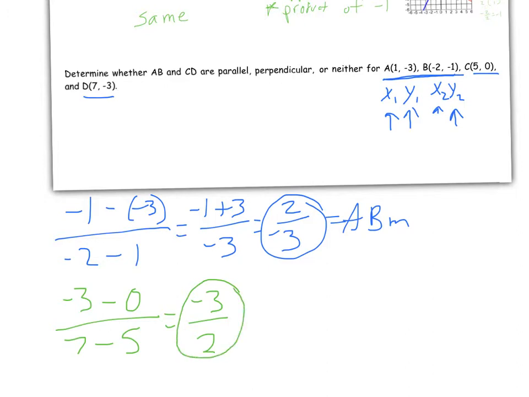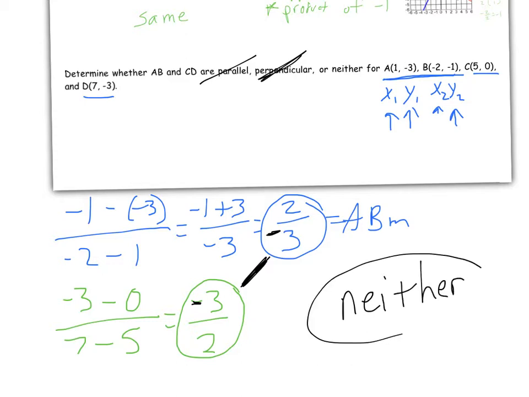Are these two slopes the same? No, so these are not parallel lines. Are they opposite reciprocals? Well, they're both negative. If they're both negative, they're definitely not opposite, so they're not perpendicular, which means these lines are neither parallel nor perpendicular.